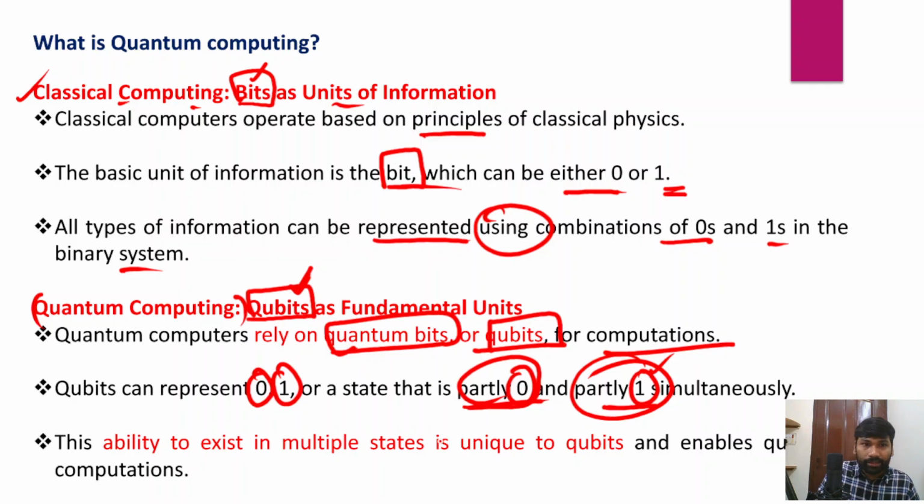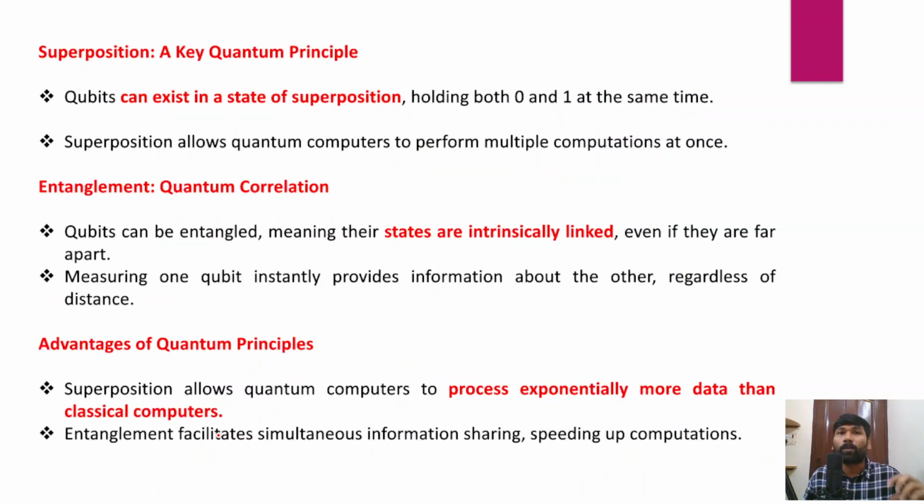And this ability to exist in multiple states, both states, is unique to qubits, and that enables quantum computations. That also enables these computers to calculate complex things in a very simple, very fast manner, right? So what are superposition and entanglement? These are two principles on which quantum computing actually works, right?